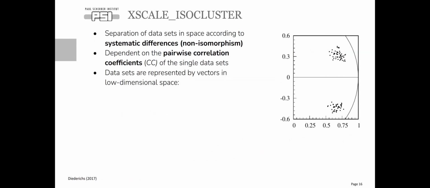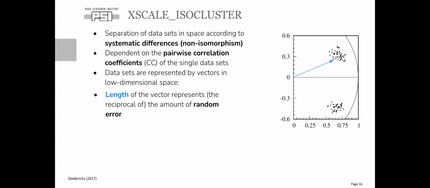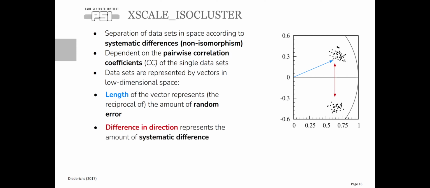Another method I worked on is called XSCALE_ISOCLUSTER. This was also mentioned before in James' talk, and it's also used in, for example, Ambigator for resolving indexing ambiguities. So it's basically a program that separates data sets according to systematic differences in space. And it uses the correlation coefficient of these data sets. If you look at the image on the right-hand side, you can see that the data sets are assigned somewhere in space, and the length of the vector represents how much random uncertainty we have. And the difference in direction tells us how big the systematic difference of these data sets is.